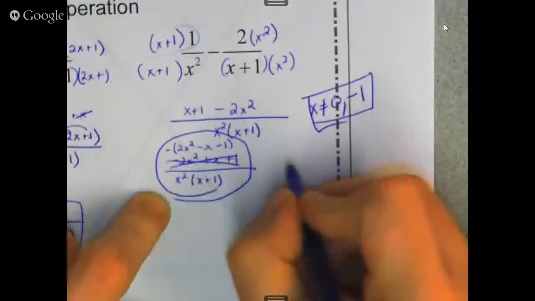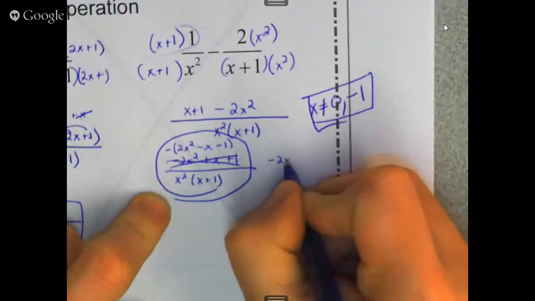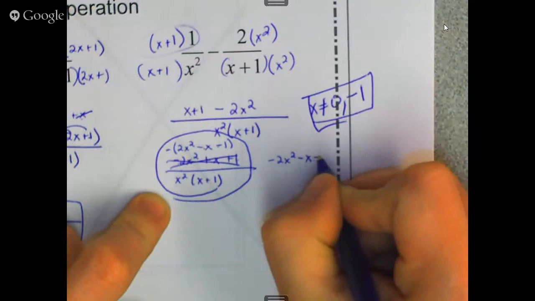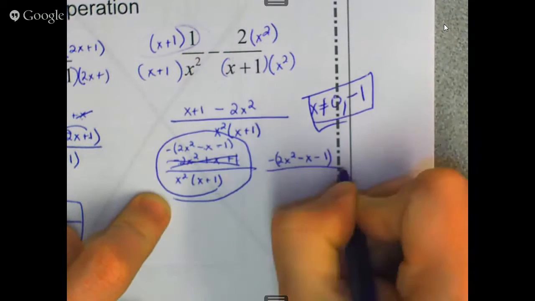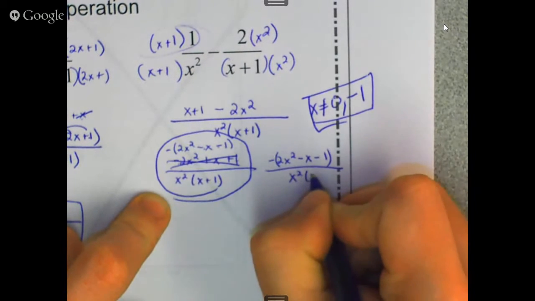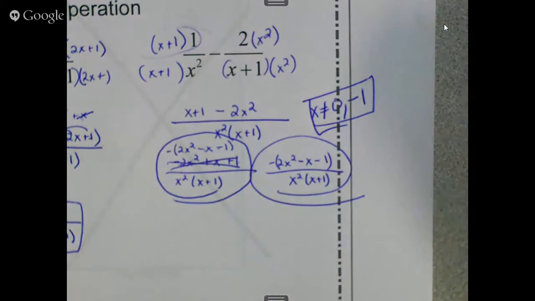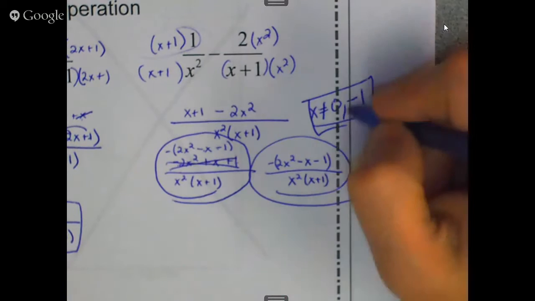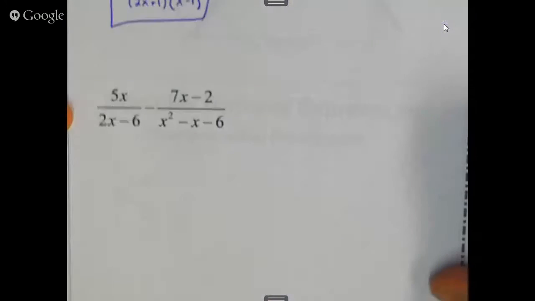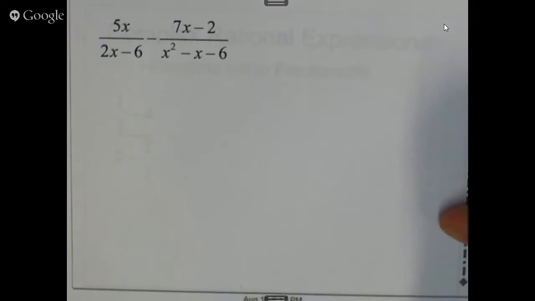And we might write it a little neater. Minus 2x squared minus x minus 1 over x squared, x plus 1. So that would be my answer along with my domain restriction. Okay. Last one here in this section.